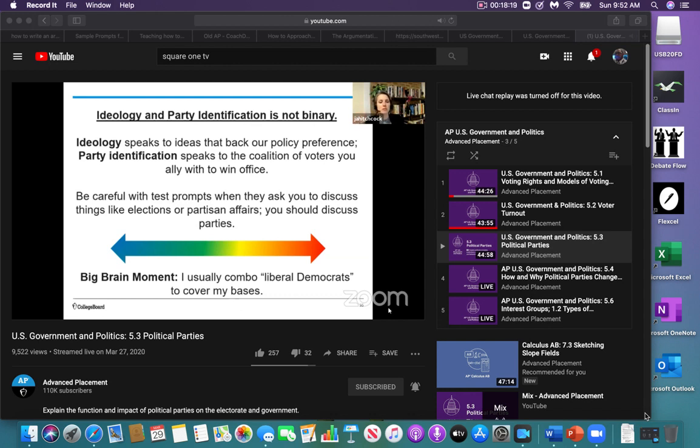So be careful. This is like a big brain moment. Remember, that's a pro tip: when you're talking, I usually like to, particularly in today's day and age, lump liberal Democrats and conservative Republicans together, because sometimes the question before you might not be talking about both of the same things, and depending on which one you put down, it could truncate your ability to earn that point. Case in point, I believe there is an example of that in tonight's homework. But anyways, we'll talk more about that later. Be careful with the prompts when you're working with ideology and party identification. Like I said, I would try to get into the habit of comboing those things together.